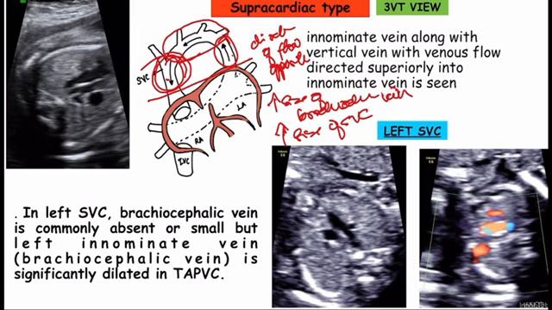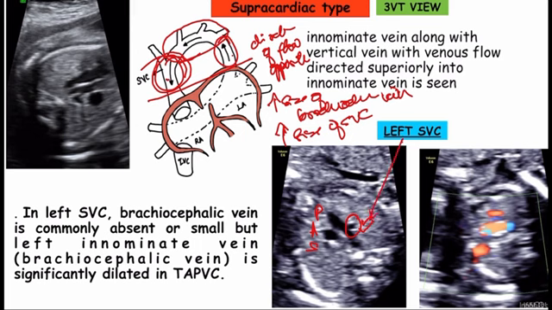When we see the 3-vessel trachea view, instead of seeing 3 vessels, generally in supracardiac type we will see 4 vessels, like this one. Okay, this is the pulmonary artery, aorta and SVC. This is nothing but the left SVC.